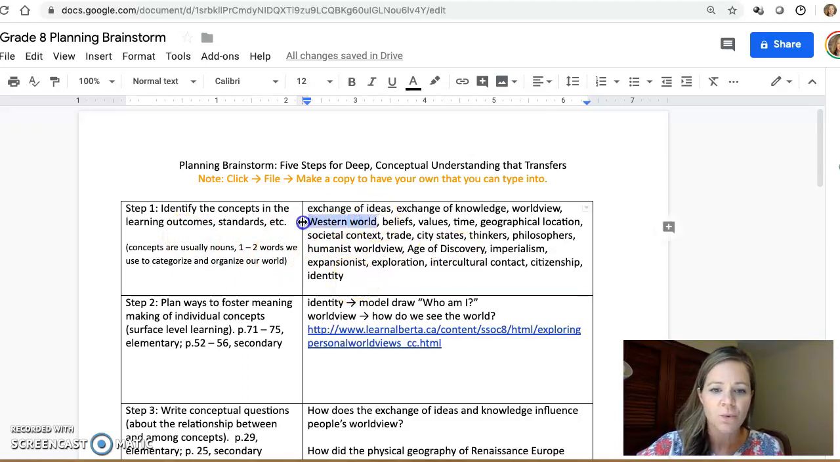And again, these are tricky. The Western world, the proper nouns, Western world, age of discovery, I still just throw them in there just to know these are all the content pieces that I want kids to understand.